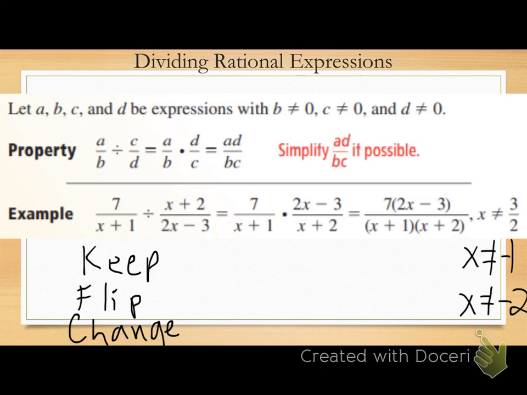0 over a number, if I have 0 in the numerator, that's just 0. That's okay. That's a nice number. 0 in the denominator would be undefined, which I don't want. I got you. Okay, can I move to my example?